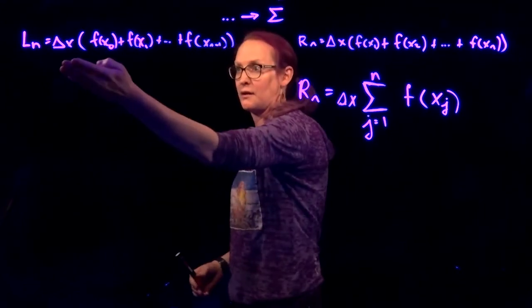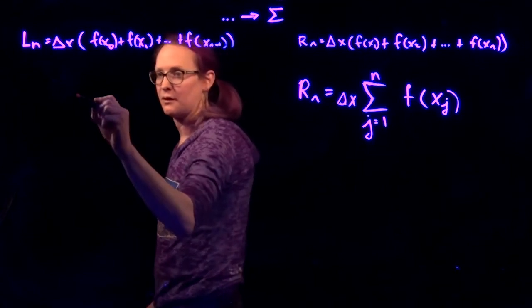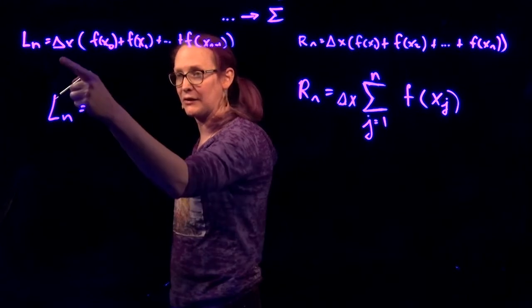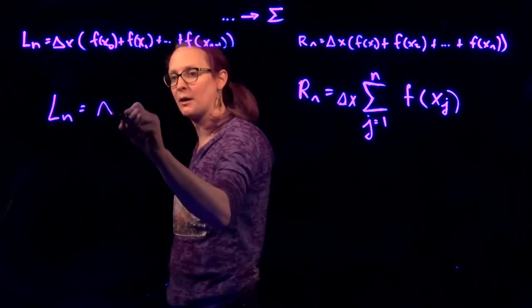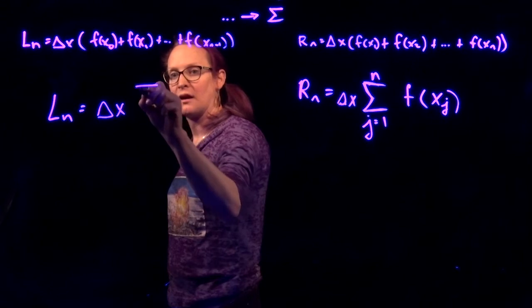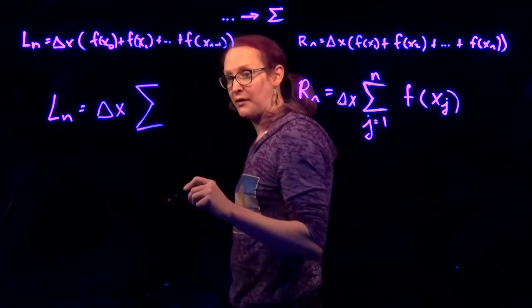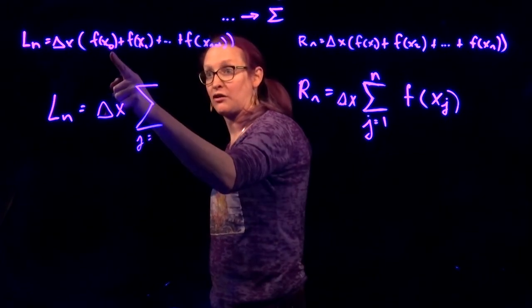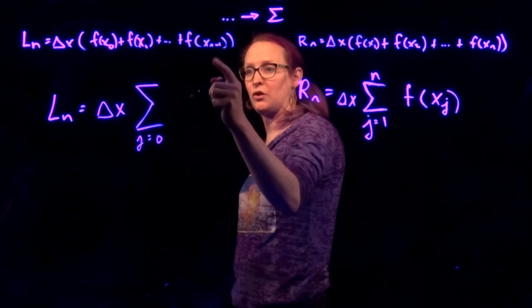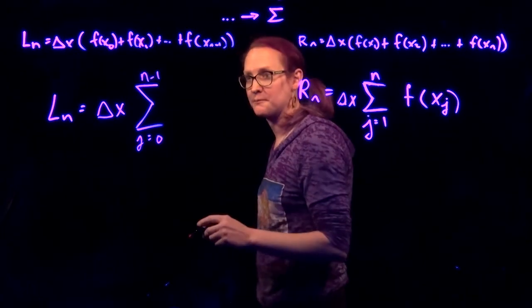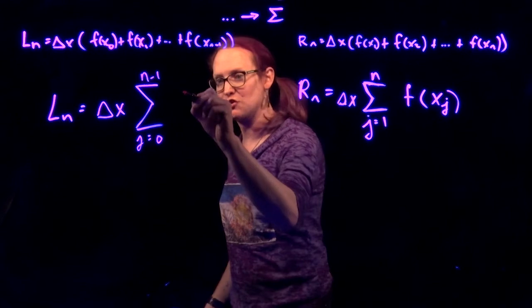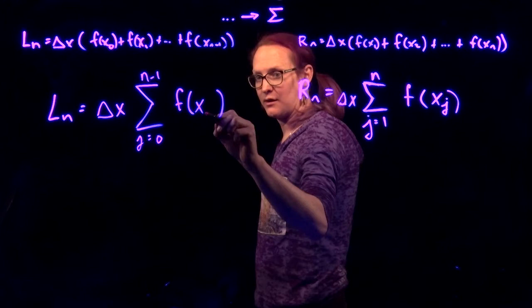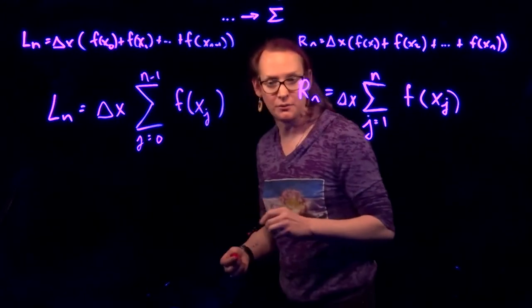On the other hand, we can do that with left. L sub n is going to be equal to, all of them have a delta x in it. Delta x is outside of the parens for the things I'm summing up. So delta x, I've got a sum right there. I'm going to call it j again. Where do I start? I start at 0. And I go to n minus 1. What am I doing? What's my repeated action? I'm applying f to some x value. Which x value? The jth x value.